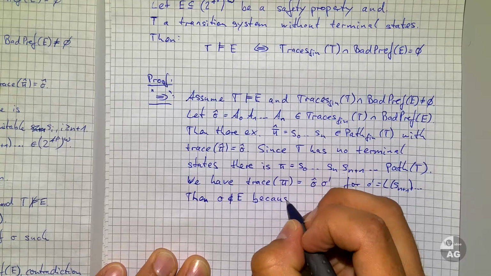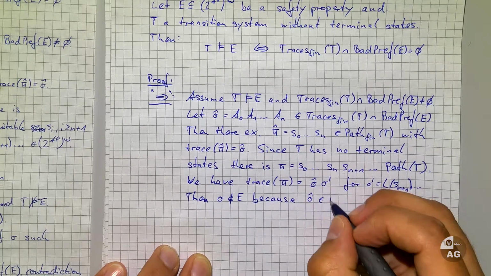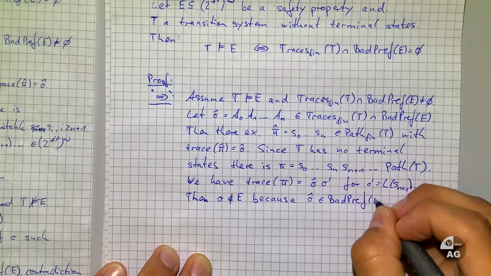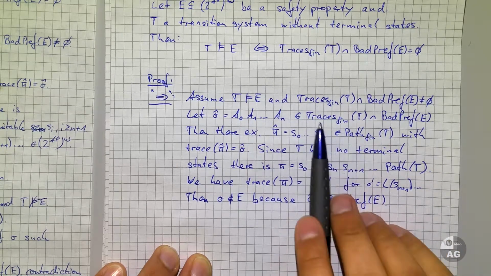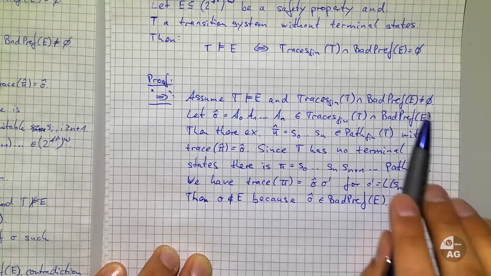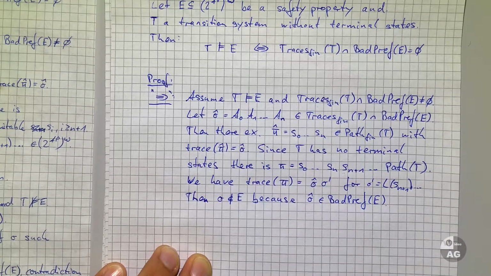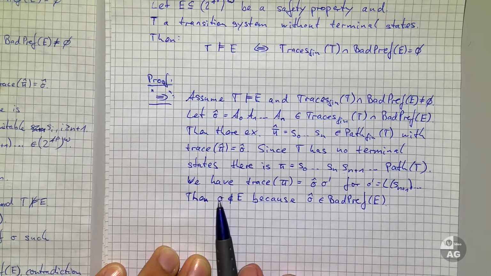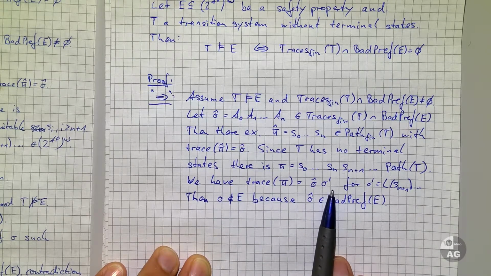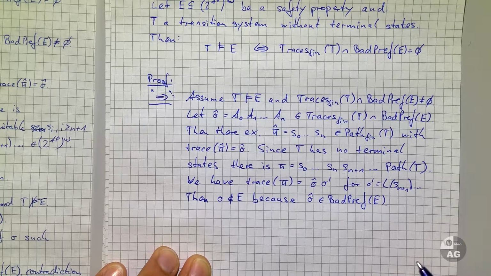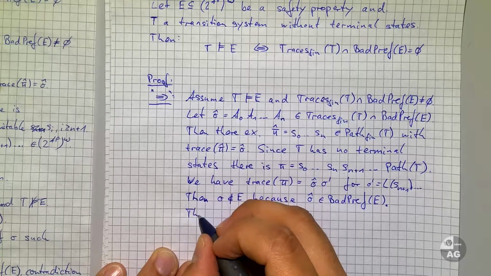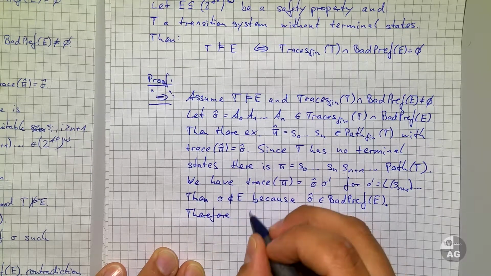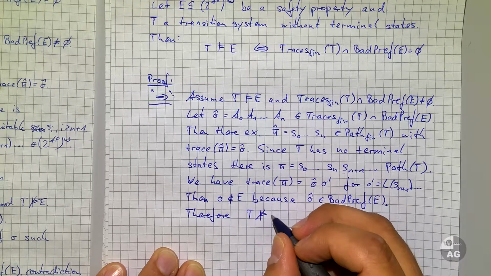Okay, but what do we have then? Then we have that sigma is not in the property. Well, why is that? Because sigma head was a bad prefix of the property E, right? Because it was initially taken from the intersection of the finite traces of the transition system and the bad prefixes. So in particular, sigma head is in the bad prefixes of the property. But then, because sigma is an extension of sigma head, we know that sigma cannot be in the property E.